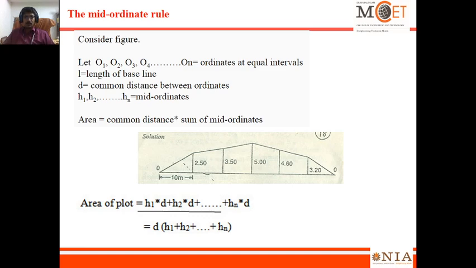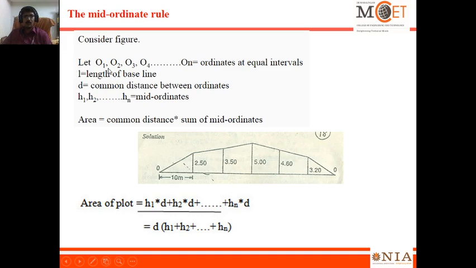Mid-ordinate rule. What is mid-ordinate? From the name itself, if there are two ordinates, the mid-ordinate we have to take is the two ordinates divided by 2. That is the mid-ordinate rule. From the figure here they have given the data. Consider this 1 ordinate, 2, 3, 4, 5, 6, 7 ordinates. It may go to n number of ordinates.